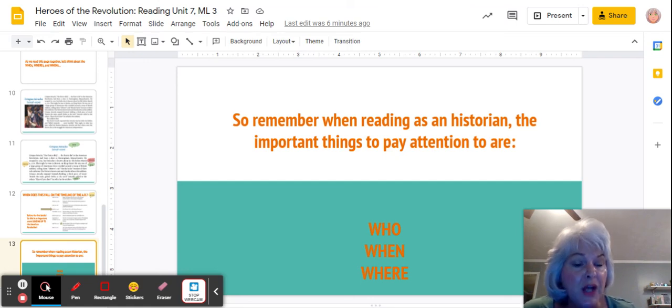So you're going to want to summarize what's happening. You don't want to copy word for word. You want to summarize what happened. How are these contributions important to the American Revolution?